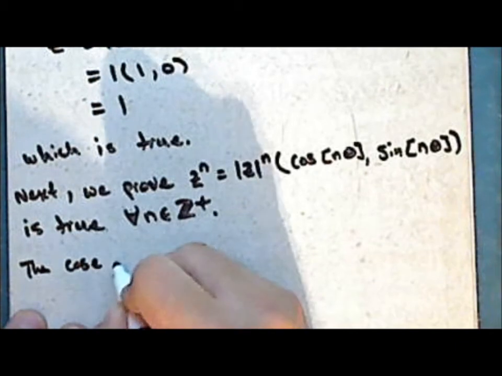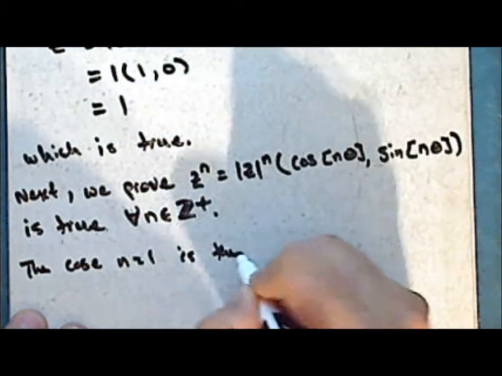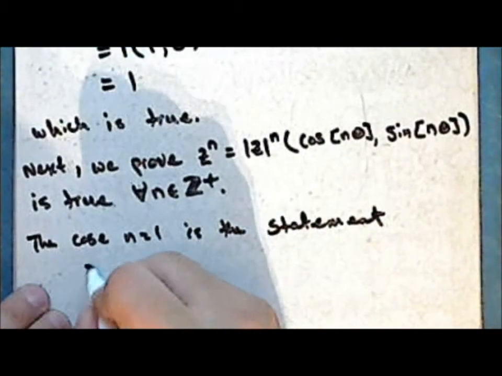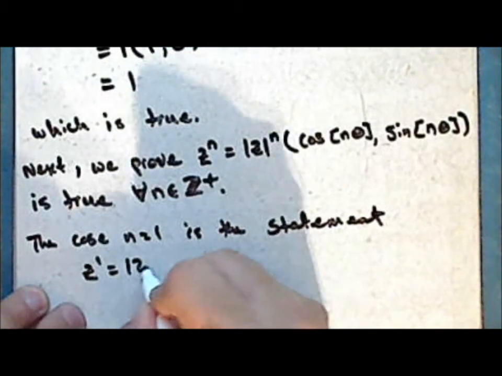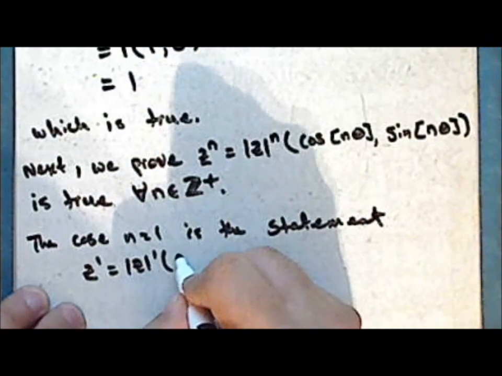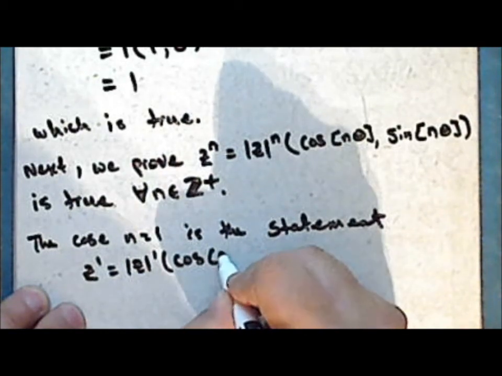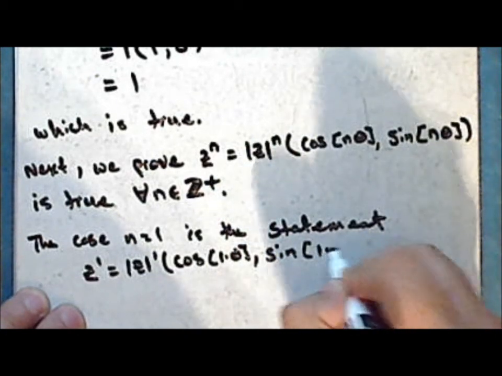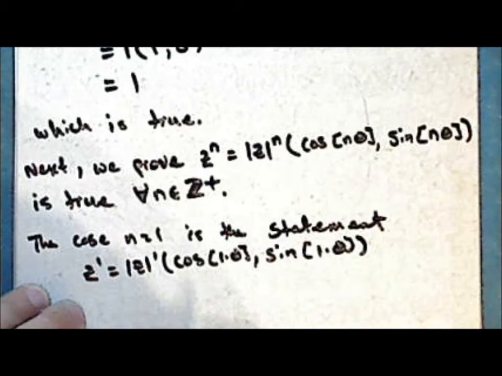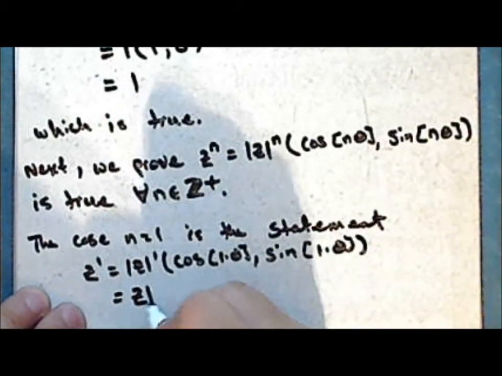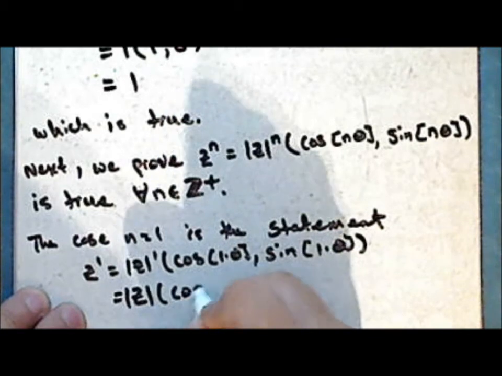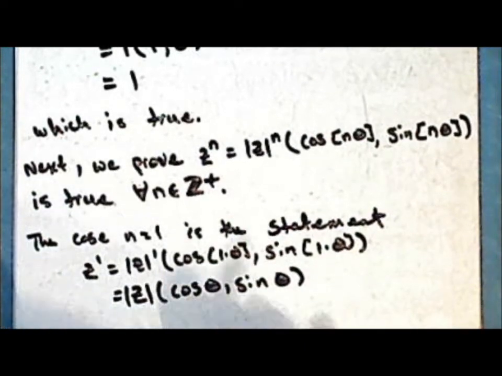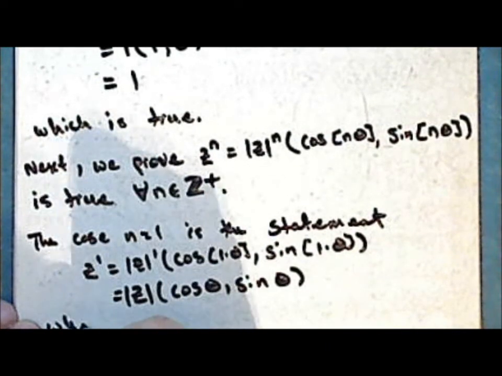The case n equals 1 is the statement z to the power of 1 is the modulus of z to the power of 1 times the ordered pair cosine of 1 times theta, sine of 1 times theta, which is simply the trigonometric form of the complex number z. And so this is true.